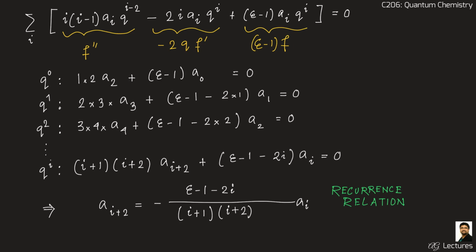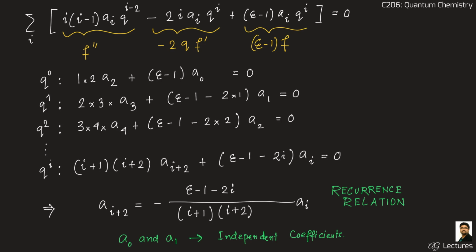Therefore, what we get is that there are only two independent coefficients, a0 and a1. These two independent coefficients will give all the other coefficients from this recurrence relation.